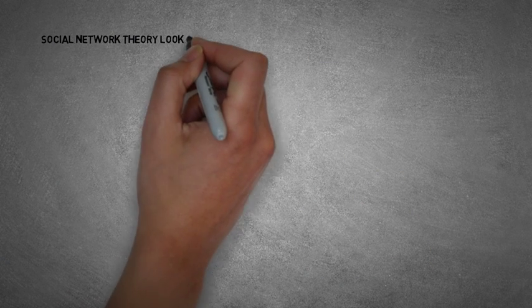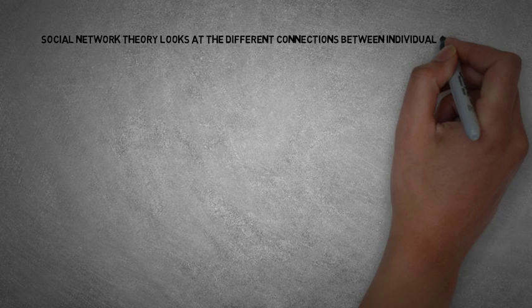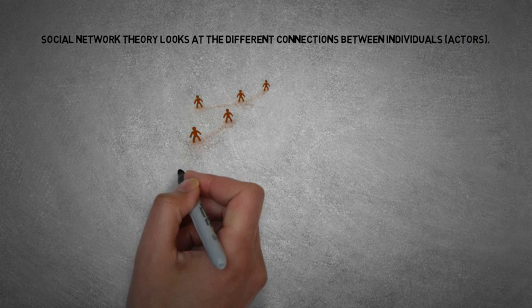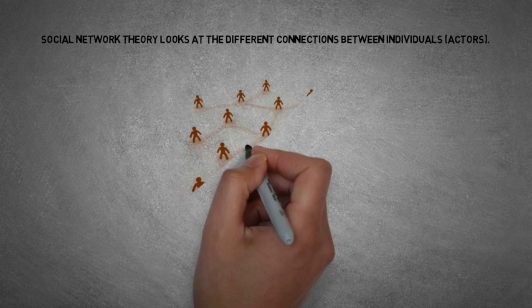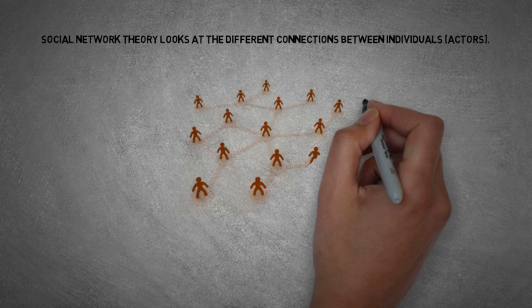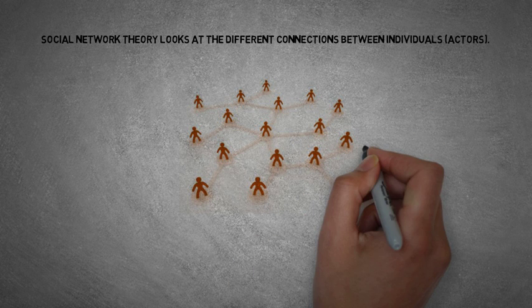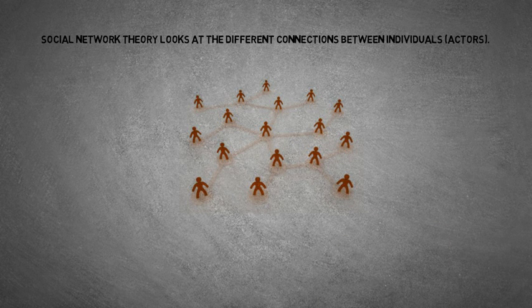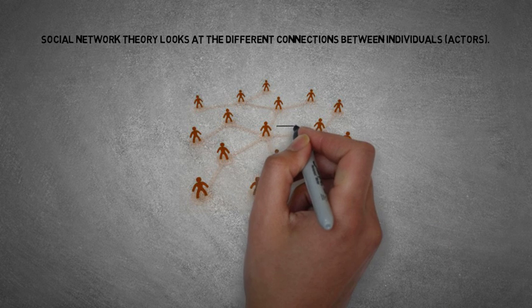Social network theory looks at the different connections between individuals or actors. For example, the points or nodes in this diagram are referred to as social actors. Social actors are typically visualized in terms of individuals, but can also be measured at the organizational level. Lines or linkages represent the connection among social actors.